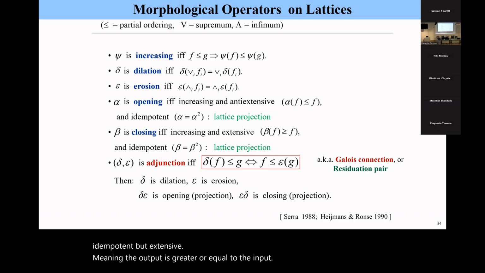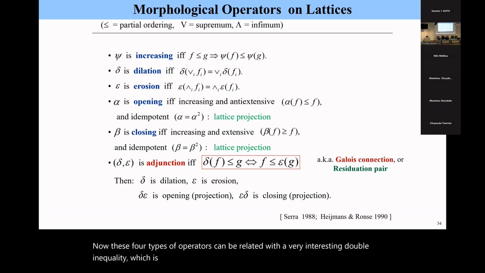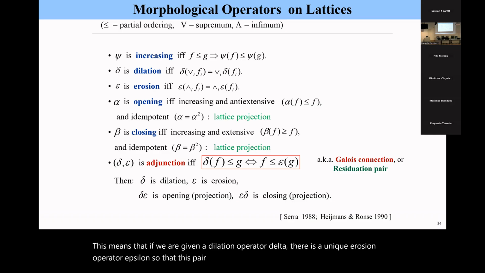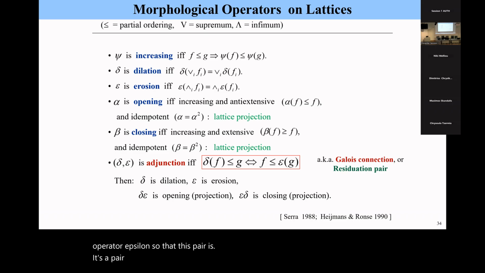Now, these 4 types of operators can be related with a very interesting double inequality, which is called Galois connection, or in mathematical morphology or in lattices, it's called also adjunction or residuation pair. This means that if we are given a dilation operator delta, there is a unique erosion operator epsilon, so that this pair is a pair of 2 operators where each one of them is adjoint to the other.